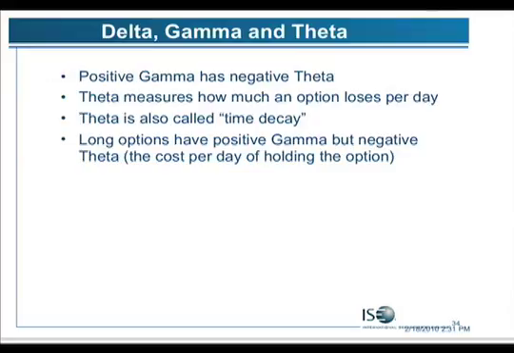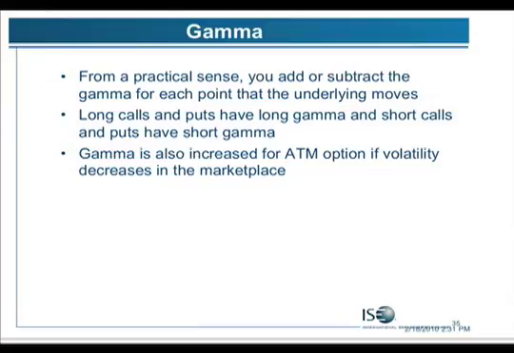As I mentioned, positive gamma has negative theta. Theta measures how much an option loses per day, and theta is also called time decay. Long options have positive gamma, but negative theta, the cost per day of holding the option. Gamma, from a practical sense, well, you add or subtract the gamma, and I gave you an example of that. Remember the 52 delta, and then the 7 gamma gave me my 59 new delta. Long calls and long puts have long gamma, and short calls and short puts have short gamma. Gamma is also increased at the money if volatility decreases in the marketplace.